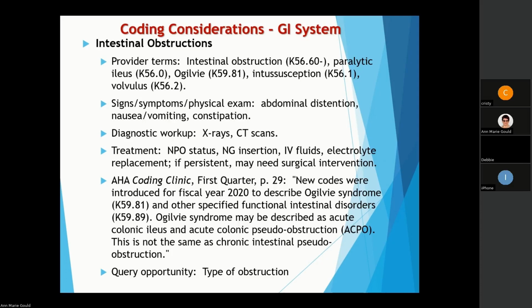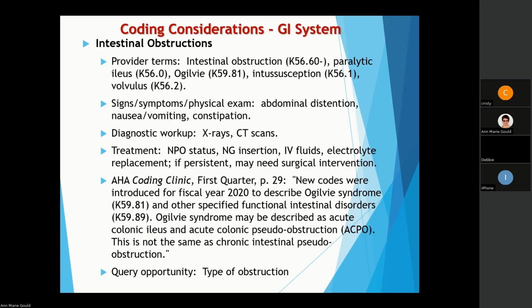Your intestinal obstruction could be your K56.60 dash. There's a dash there because it's broken down further in the code set. So you may have unspecified, you may have partial, or you may have complete. So that's why there's an additional code number on that intestinal obstruction code. Your paralytic ileus is your K56.0. Ogilvie is K59.81. Intussusception, K56.1, and your volvulus, K56.2.